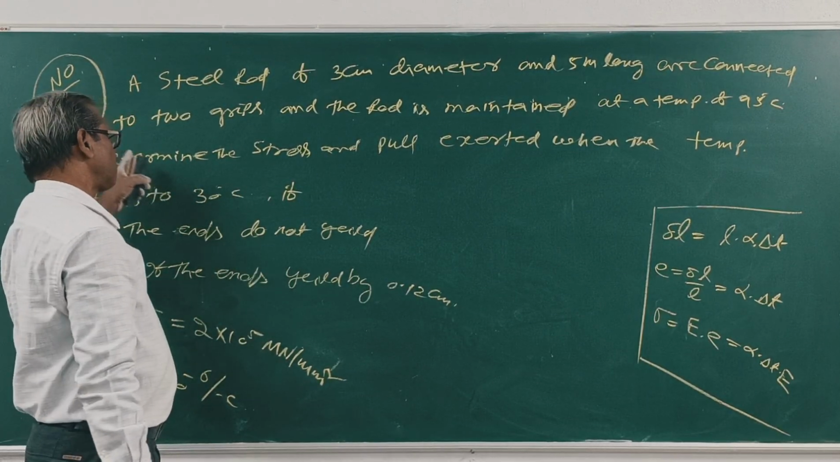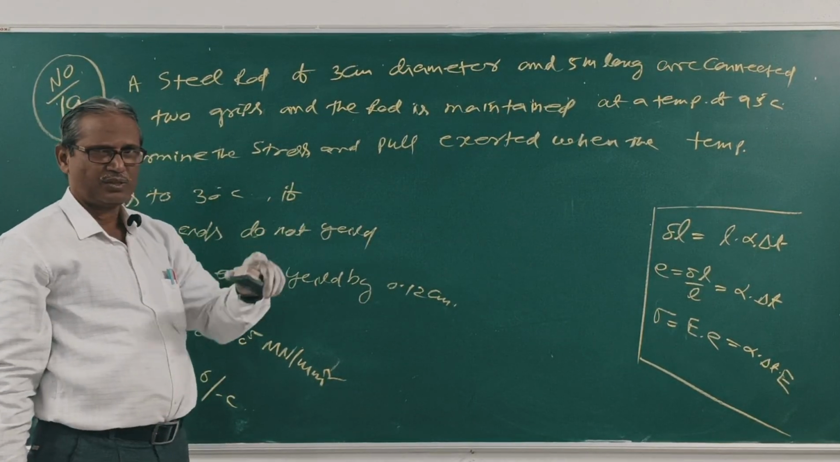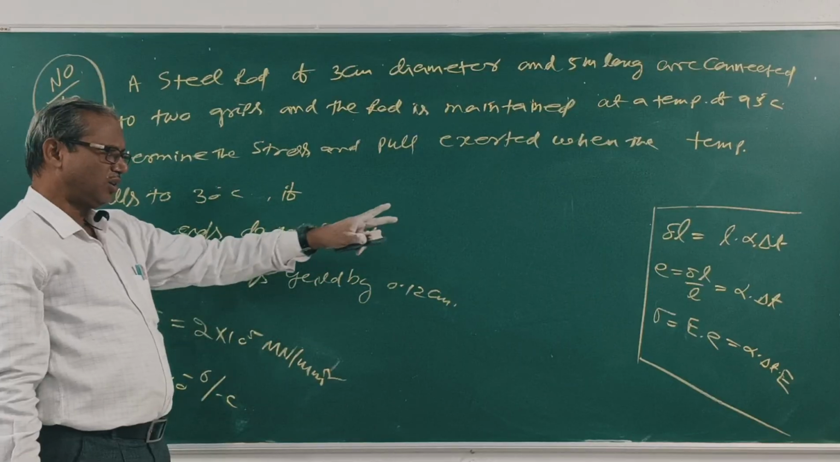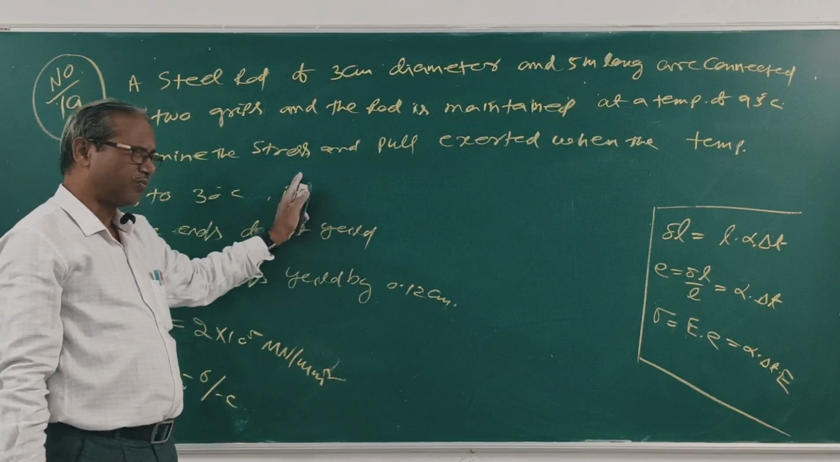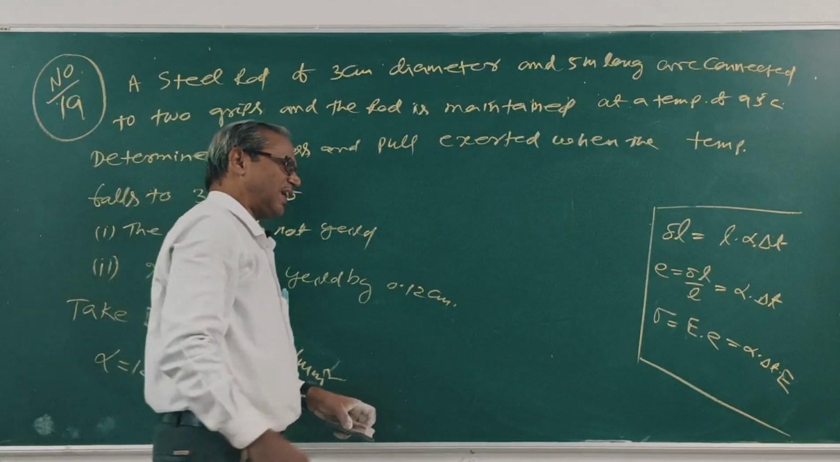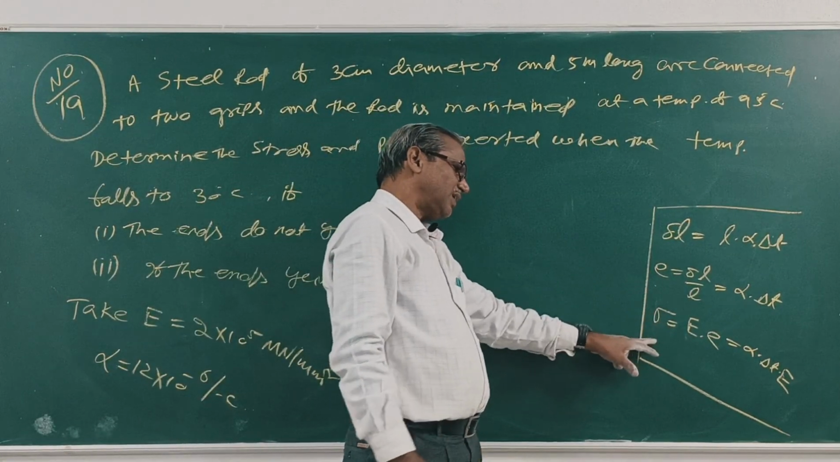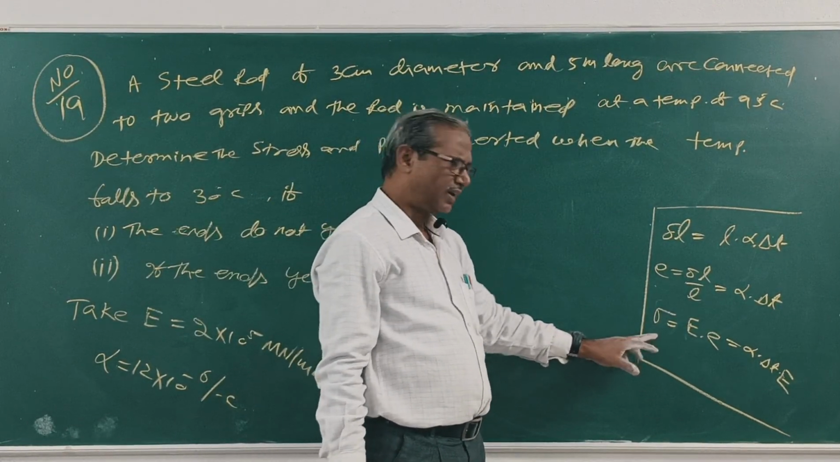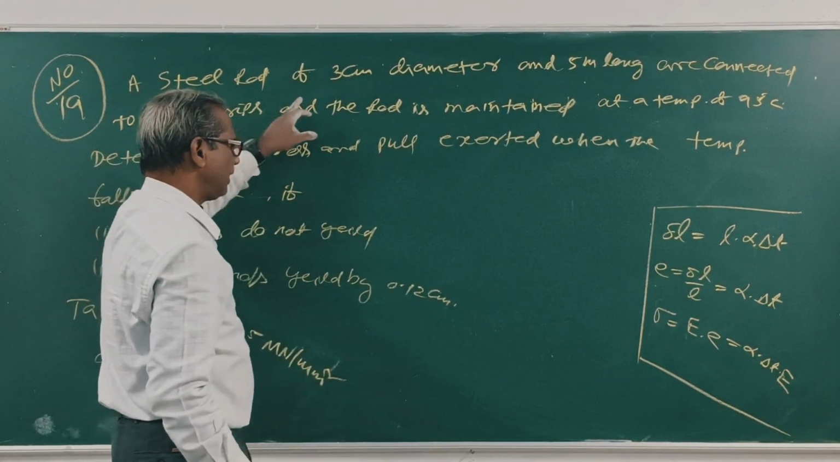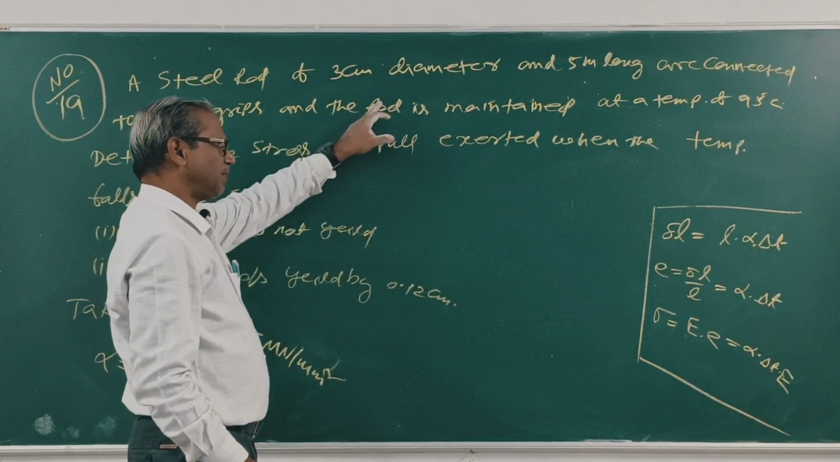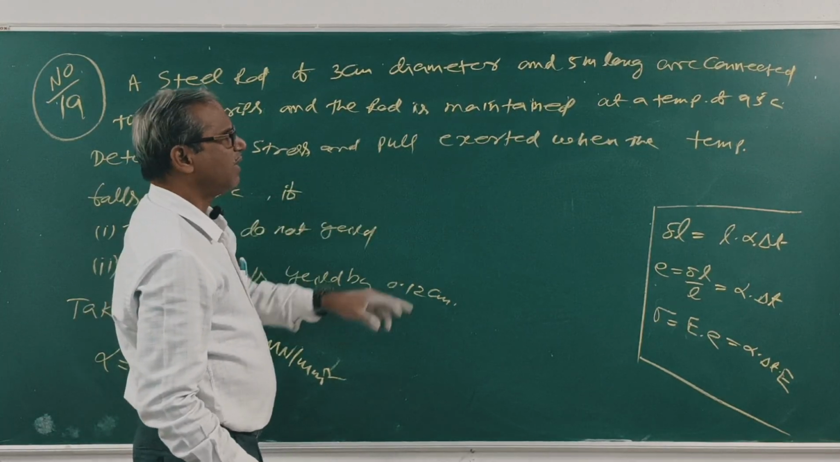Now this is question number 19. I have written all the formulas here. You will apply these formulas to this problem: delta L, strain, stress. Now the question is: a steel rod of 3 cm diameter and 5 meter long.